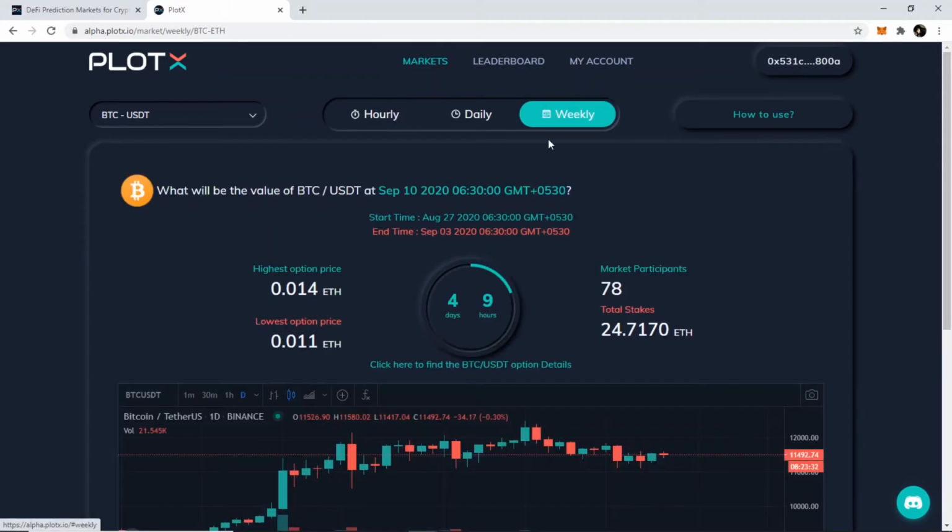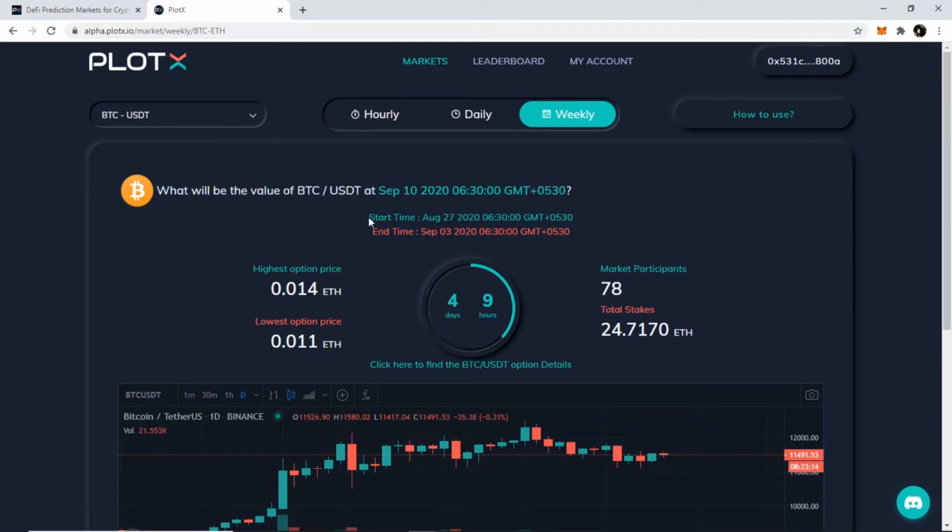Okay, so in the weekly market, what we can see here is the question it possesses: what will be the value of BTC USDT pair at September 10th, 2020, 6:30 AM in the morning in this particular time zone, which happens to be my time zone.